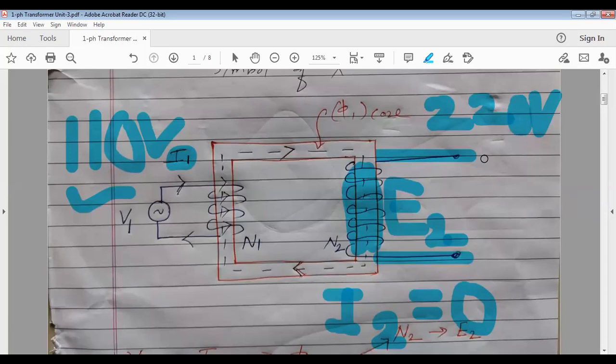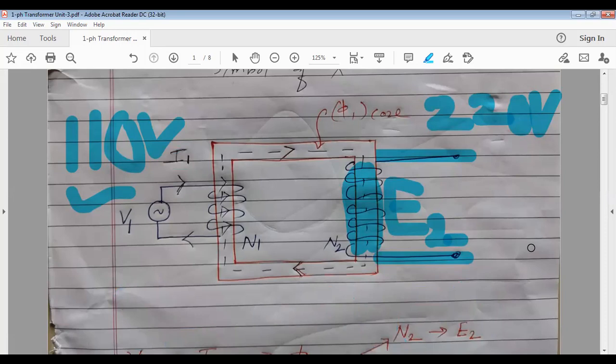If no current is flowing through the secondary winding, will there be any power consumption on the secondary side? No power, ma'am. So the power consumption on the secondary, that is W2, will be 0. V2 I2 cos phi 2 will be 0. If you remember in the 6th experiment, in the first reading at no load, you will find I2 and W2 are 0. So this is about the no load condition.